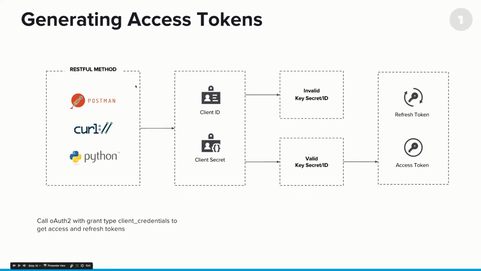And you can do this through a variety of ways. Some folks choose to do it manually, where they simply go into a tool like Postman or curl. Other folks write code to do this, and there are OAuth 2 libraries available for every major computer programming language.